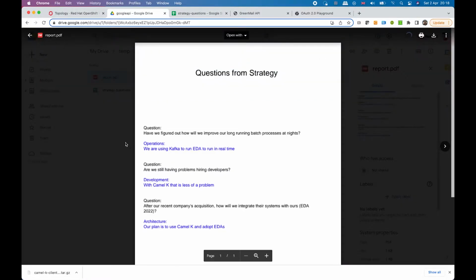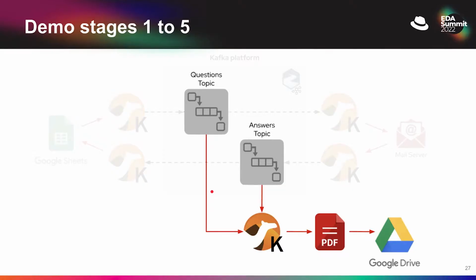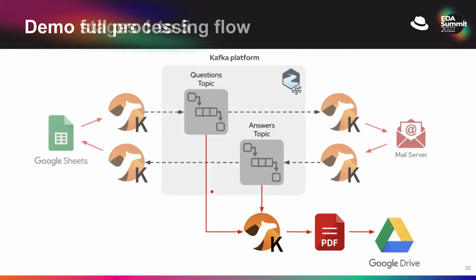If we open it, then we see all these beautiful simple questions and answers, all this interaction that has been happening between strategy and the different teams, so operations, development, architecture, and this is, for example, what the higher management wants to see, all these good interactions between the different teams in the organization, and they feel happy about it. And well, this completes the demo today. This is the full flow, the event-driven architecture of the demo today.